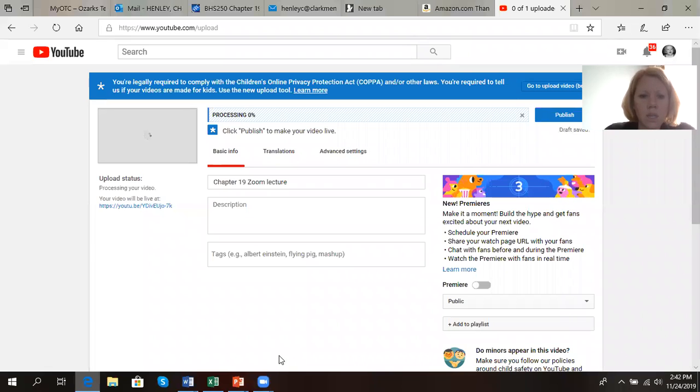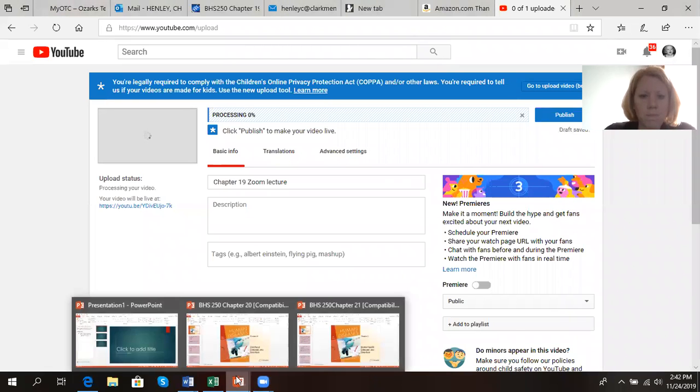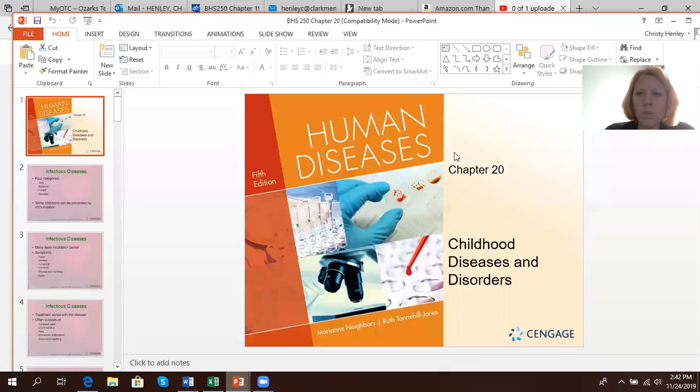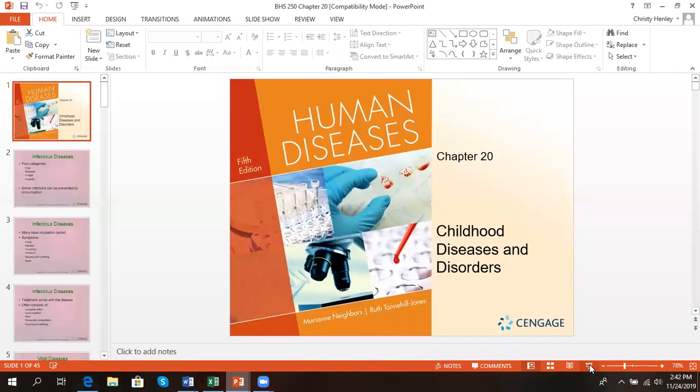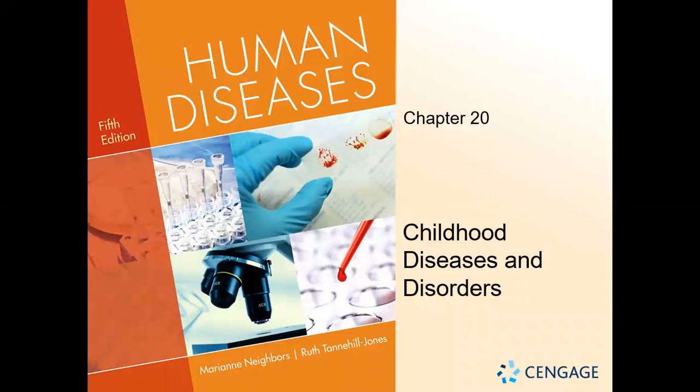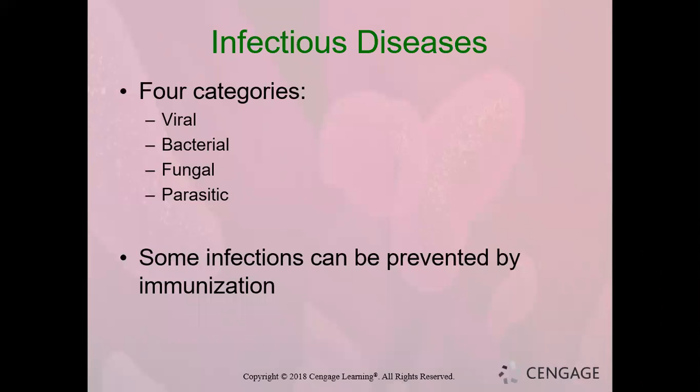Let's get chapter 20. All right. This is childhood diseases and disorders. This kind of piggybacks on the last chapter that we talked about.